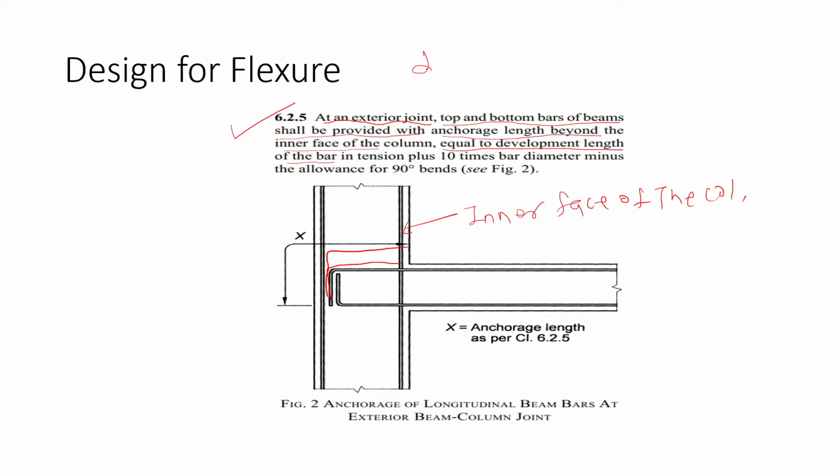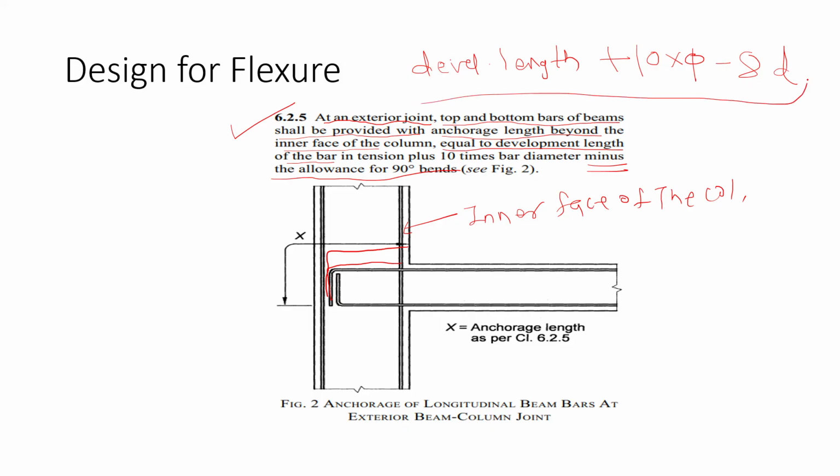Development length of the bar in tension plus 10 times the bar diameter minus the allowance for a 90-degree bend. I think it is 8d for a 90-degree bend. So that much length you have to insert beyond the face of the column. So that is the clause related to the anchorage length.